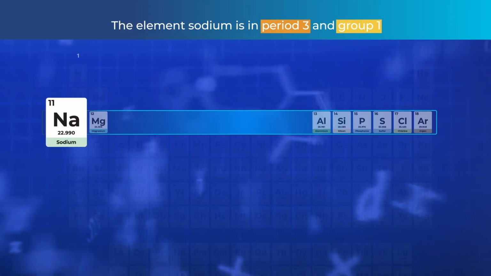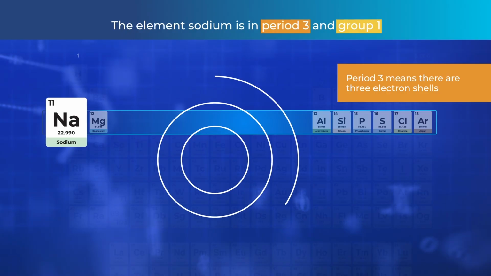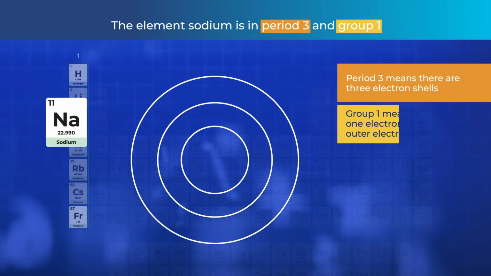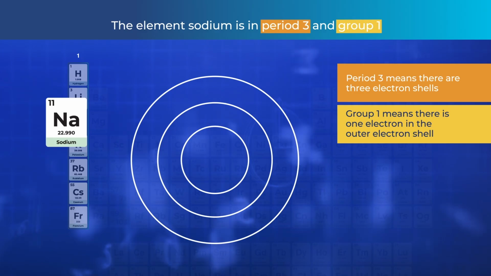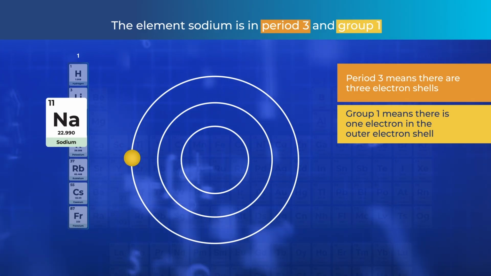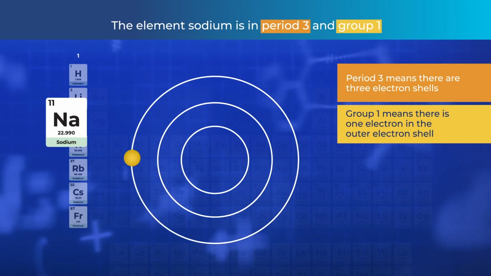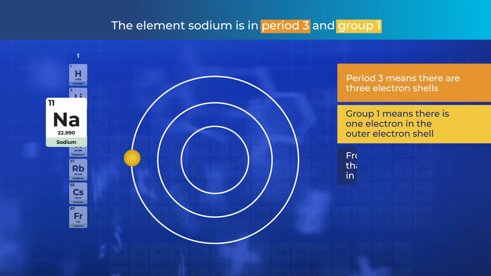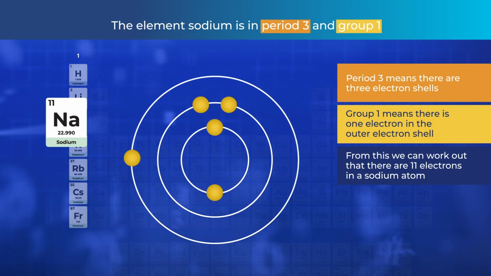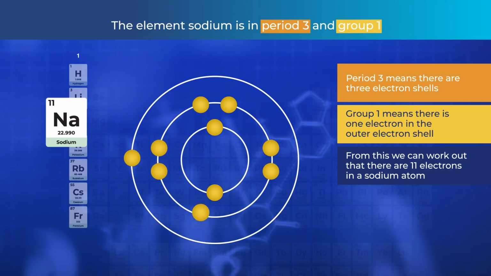Sodium is in period 3, so an atom must have 3 electron shells. Sodium is also in group 1, so that suggests the atom must have 1 electron in its outer electron shell. Because we know the maximum number of electrons each electron shell can hold, from this we can work out that there are 11 electrons in a sodium atom. And this is what the electronic structure of a sodium atom looks like.